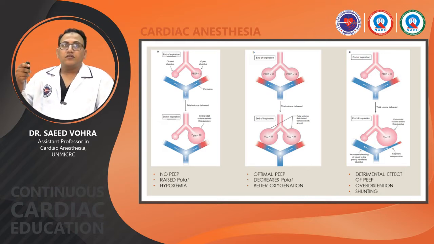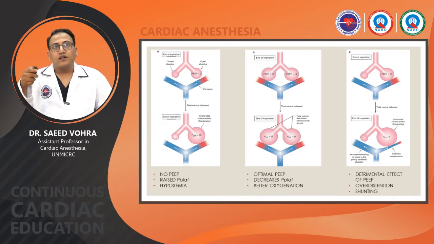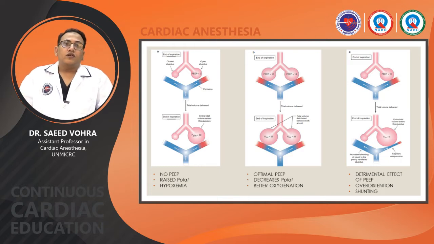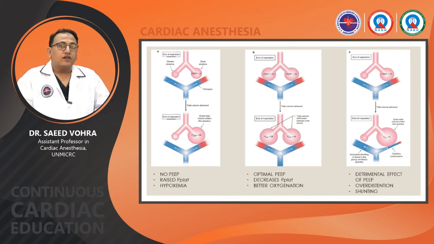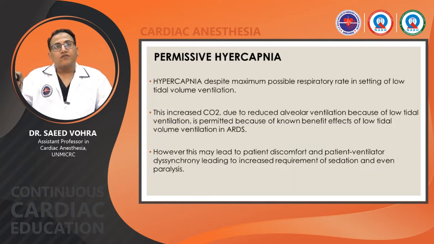In the second figure you can see there is the optimal PEEP, so the tidal volume gets distributed in both the alveoli, which decreases the plateau pressure and helps in better oxygenation. Now in the third figure, because the PEEP has not been able to open the alveoli, the entire tidal volume goes into the single alveoli, and this leads to very high plateau pressure, causing capillary compression. At the same time, in the non-aerated alveoli there will be shunting of the blood, so it causes hypoxemia. So the PEEP should be titrated very carefully.